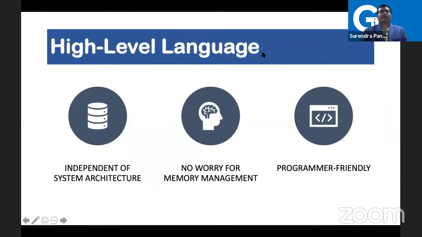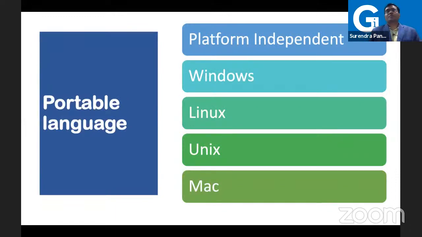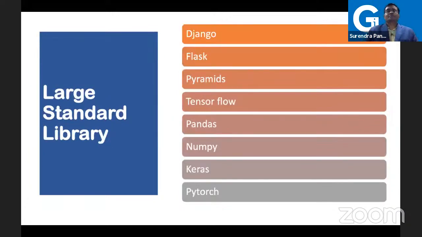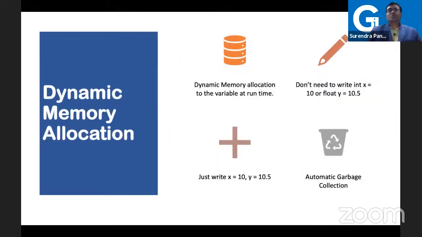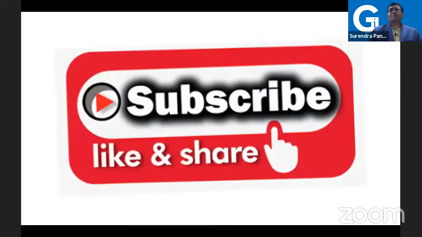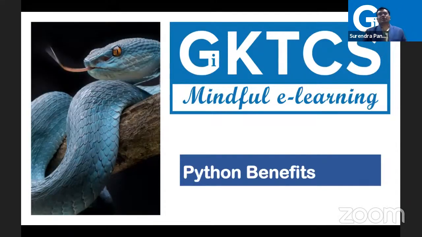The language is a high level language. I already discussed with you that it's a programmer friendly language, independent of system architecture. You don't need to worry about the architecture part. It is a portable, platform independent language that works on all the operating systems, has a large library available like Django, Flask, Pyramid, TensorFlow, Pandas, NumPy, and dynamic typing. I will discuss this part, that it has a runtime. It also has dynamic memory allocation available. These are the various features I wanted to tell you quickly.